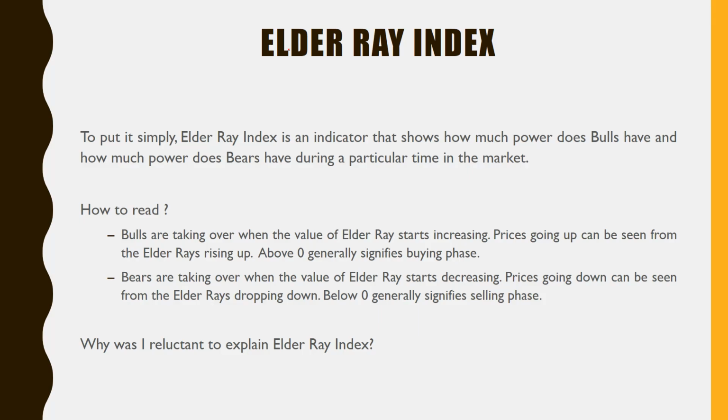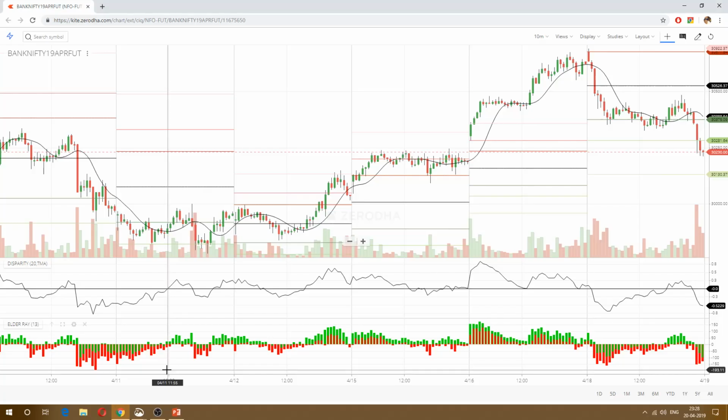Next indicator is the elder ray index. I'm trying to explain it as simply as possible. If you want to go into the calculation of disparity and elder ray, just google them. There are a lot of websites that explain indicators. To put it simply, the elder ray index is an indicator that shows how much power the bulls have and how much power the bears have during a particular time in the market. How to read the elder ray index? Bulls are, when you see the elder ray index, like here, I should better explain it with the chart.